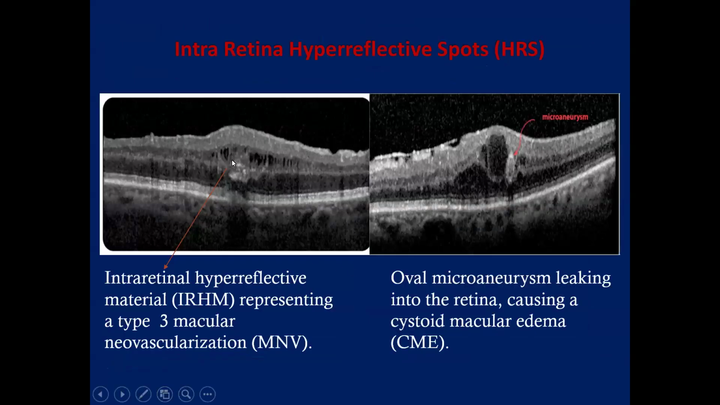You might find hyperreflective material like this. This is in the intraretinal layer. So this is type 3 macular neovascularization, and this might benefit from anti-VEGF. And you might also find intraretinal hyperreflective material, which is over a kind of microaneurysm that leaks and gives you such a cystoid swelling or central cystoid edema, fluid accumulation.